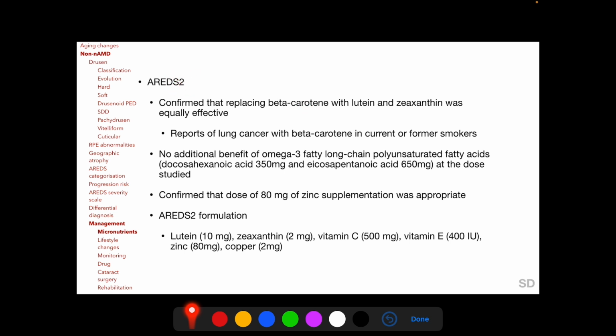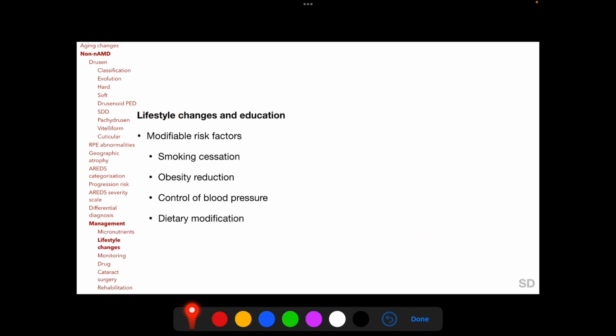The AREDS2 trial also found that there was no additional benefit of omega-3 fatty acids and confirmed that a dose of 80 mg of zinc supplementation was appropriate. So the AREDS2 formulation, which is now recommended instead of the AREDS formulation, is lutein, zeaxanthin, vitamin C, vitamin E, zinc and copper. Lifestyle changes which patients with non-neovascular AMD should be educated about include smoking cessation, obesity reduction, control of blood pressure and dietary modification, which we have discussed in the earlier session.